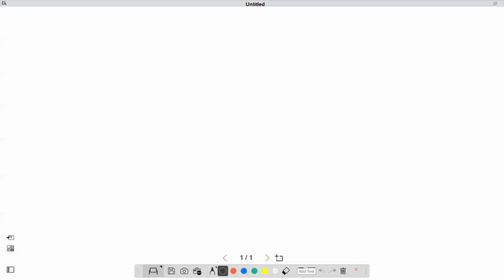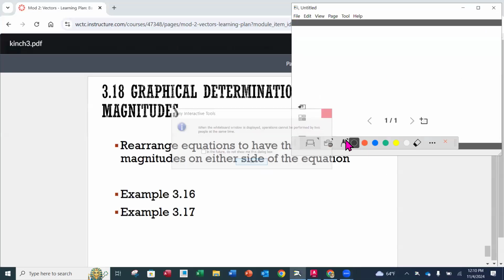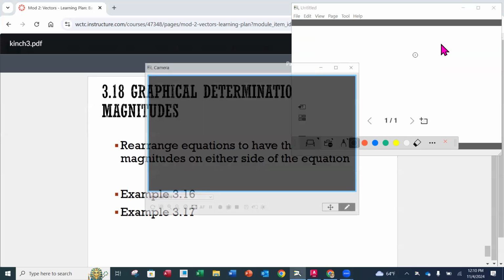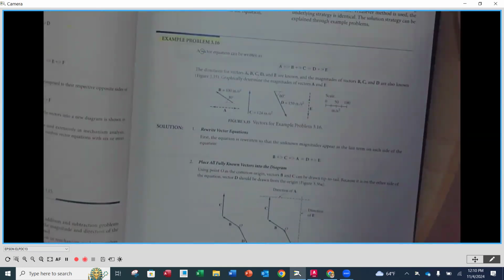Problem 316 is going to be found on page 63. So I'm going to get my camera set up here. Forgot to do that. Okay. All right. Okay. So where I'm looking is over on page 63. And I'll zoom in here a little bit.